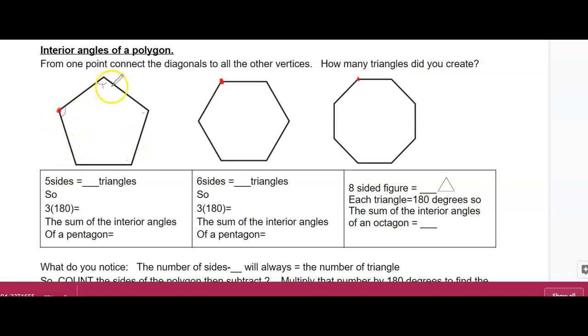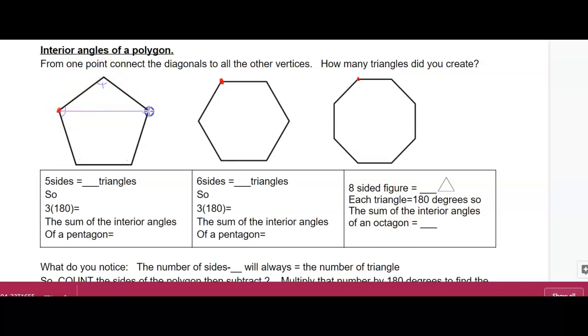So I need to find out what is the measure of these angles, or what is the measure of the total of all these 1, 2, 3, 4, 5 angles. So the way you do that is you pick one vertex. So I'm going to pick this one here. But you could pick any one, but I marked it red, so we're all going to pick the same one. And I'm going to connect it to all the other vertices. So this one's already connected, so I'm going to do this one here.